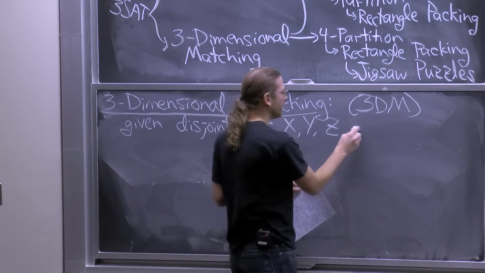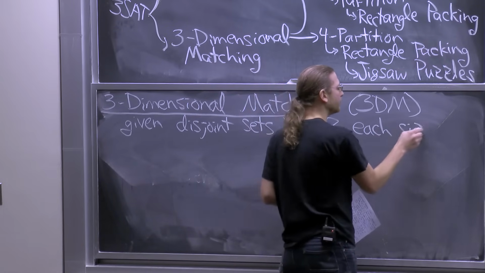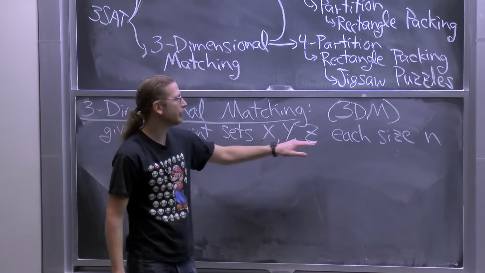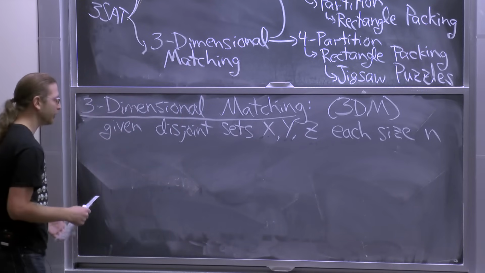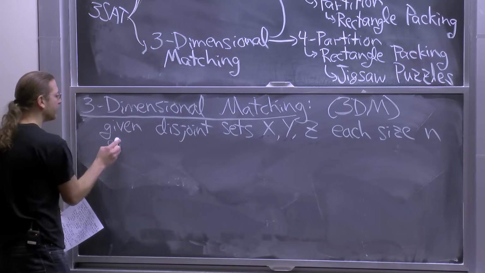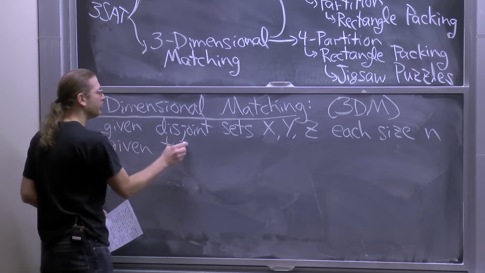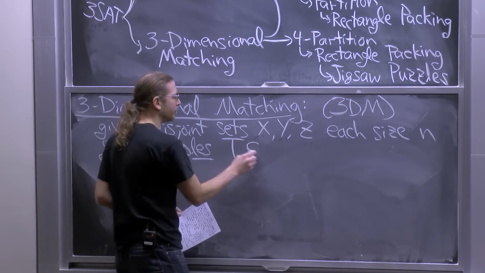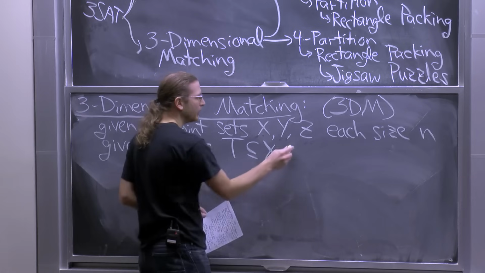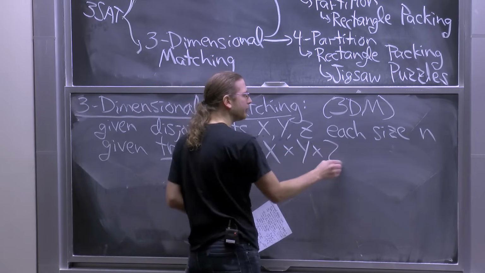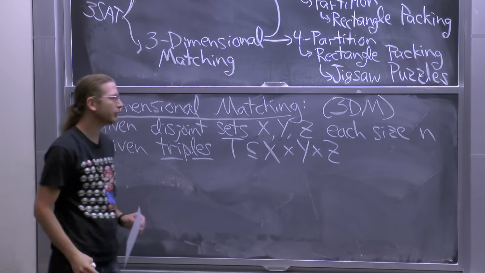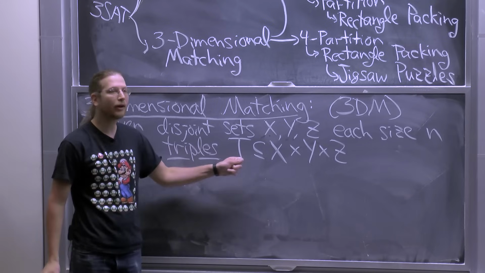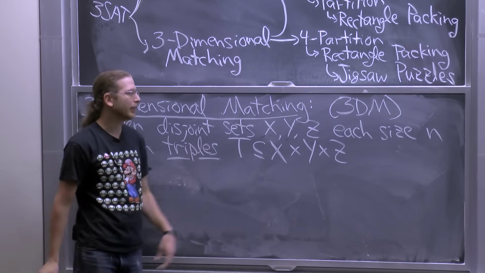So you're given a set X of n elements, a set Y of n elements, and a set Z of n elements. None of them are shared. But more importantly, you are given a bunch of triples. These are the allowable triples. So we'll call the set of allowable triples T. We're looking at the cross product, the set of all triples (x, y, z) where x is in X, y is in Y, and z is in Z. But not all triples are allowed. Only some subset of triples is allowed.